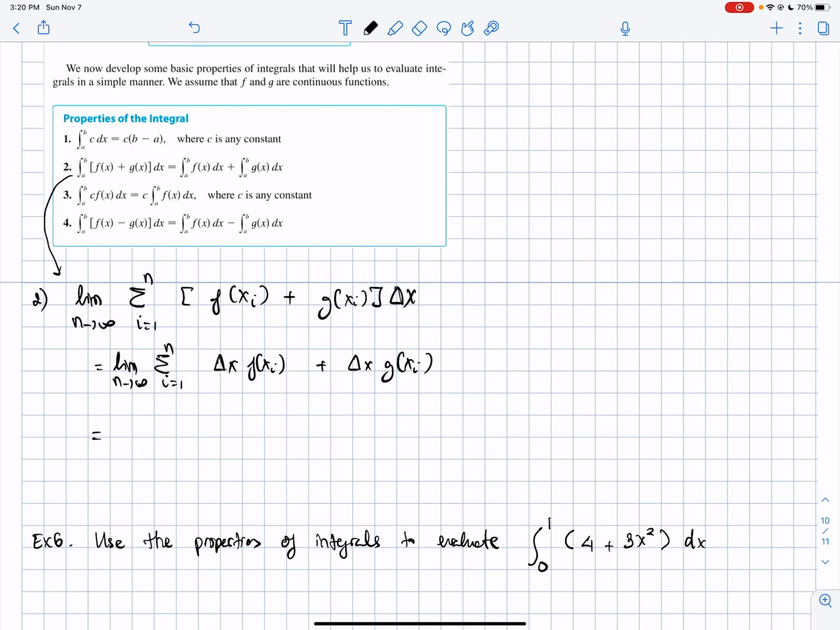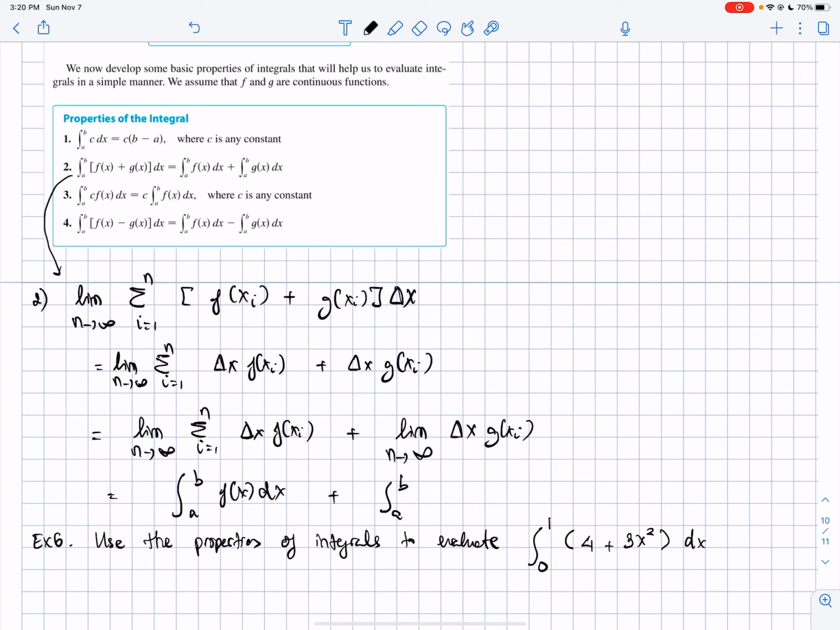And we can separate them because this is the sum. So we can separate the limit of the sum of delta x f of xi plus the limit of the sum of delta x g of xi. Then the first one gives us the integral of the function f of x dx from a to b, and the second one gives us the integral from a to b of the function g of x dx.